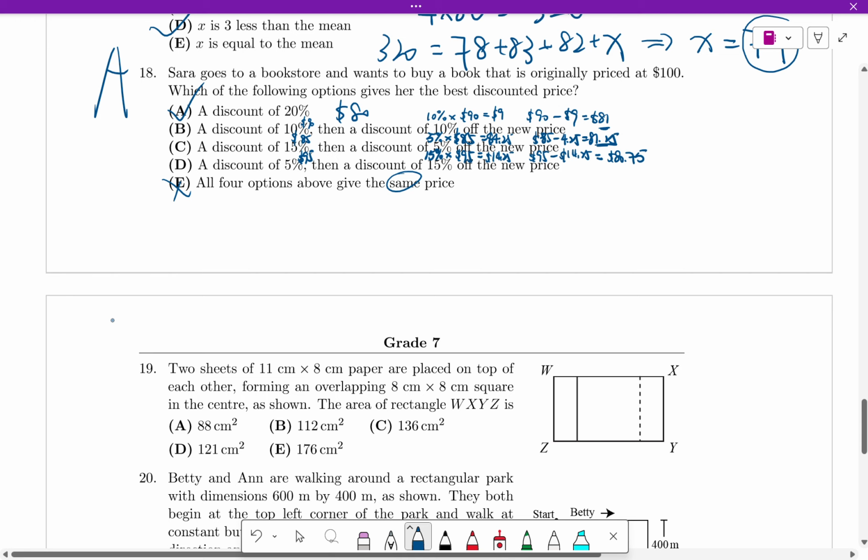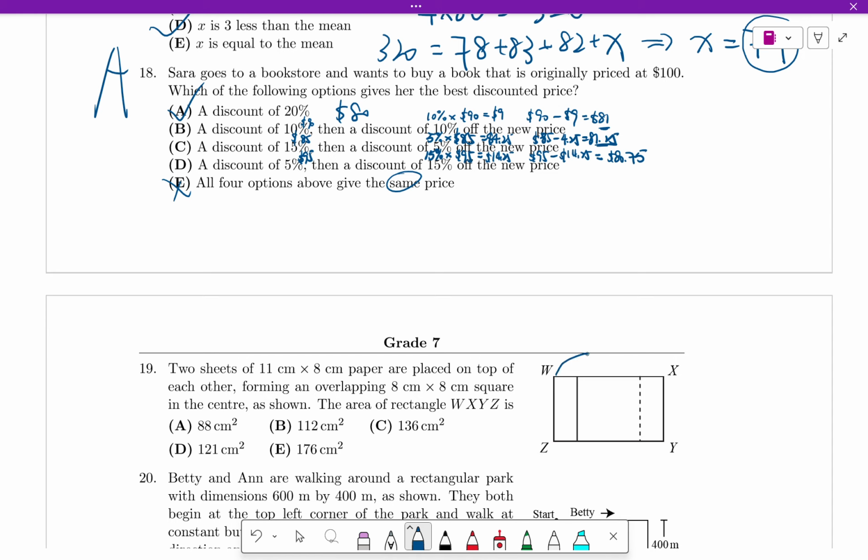Question 19. 2 sheets of 11 centimeter times 8 centimeter paper are placed on top of each other, forming an overlapping 8 centimeter times 8 centimeter square in the center as shown. The area of rectangle WXYZ is? We can see that this length right here is 11 centimeter, and the width of these two are 8 centimeter. And since it's also the length of one of the rectangles, it's 11 centimeter as well.